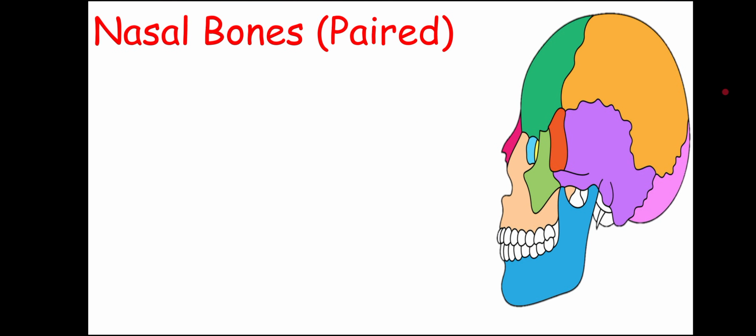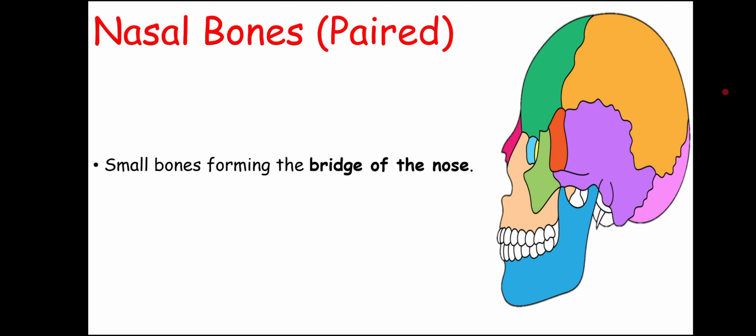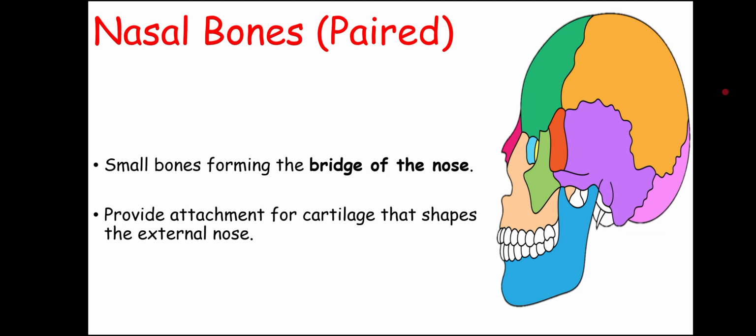The next bone we have is nasal bone that is paired bone. That means there will be two nasal bone in every skeleton and they are small bones that form the bridge of the nose. They provide attachment for the cartilage that shapes the external nose.